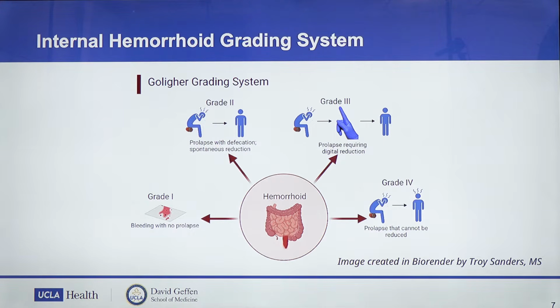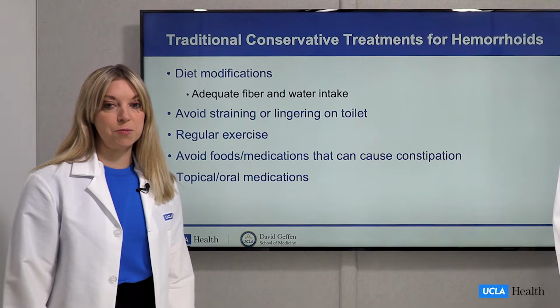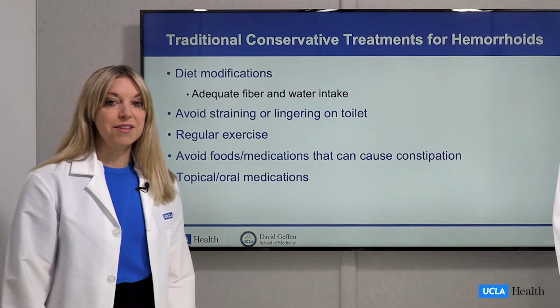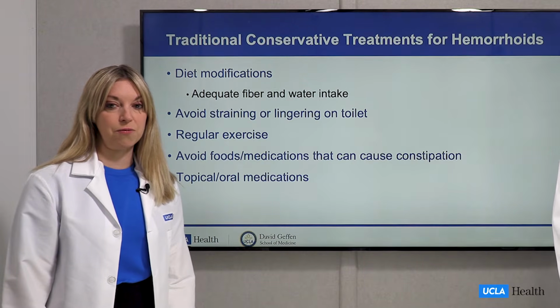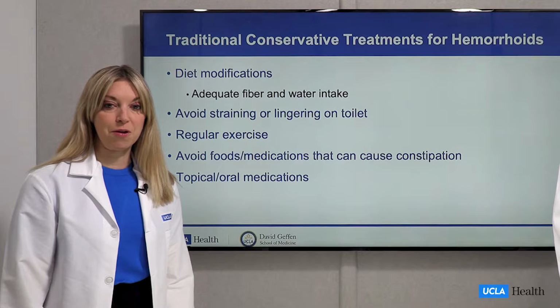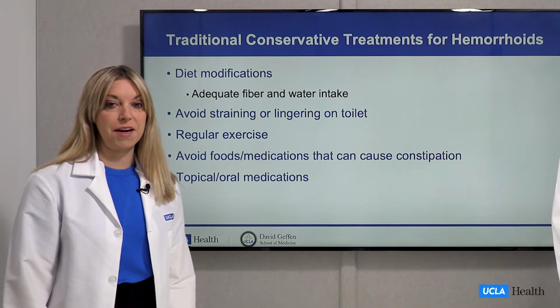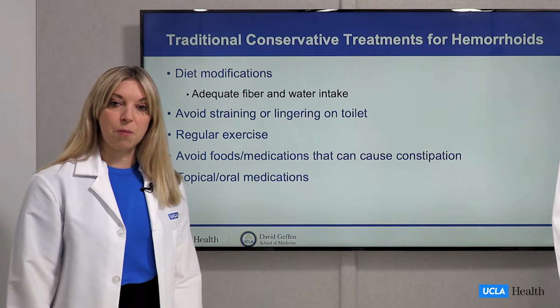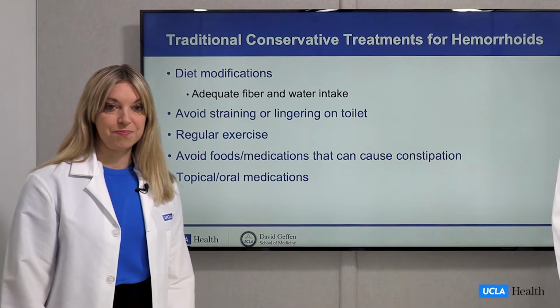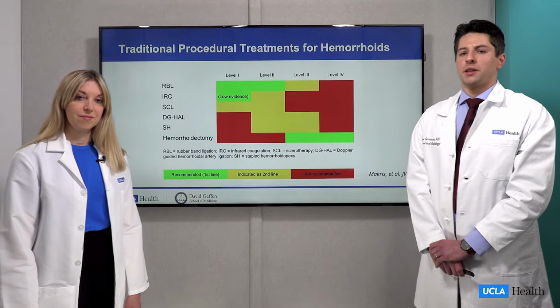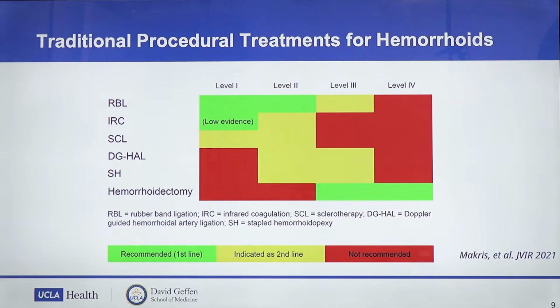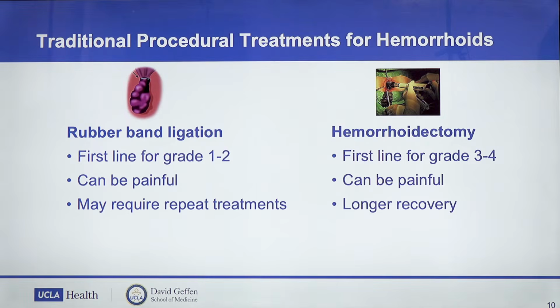For nearly all patients, conservative management is the first step in treating hemorrhoids. This includes diet modification to achieve adequate fiber and water intake, improving bowel habits, regular exercise, and avoiding medications that can cause constipation. Topical and oral medications can also be used. For patients who fail conservative treatment, we then consider procedural options. These are characterized here by hemorrhoid grade and are all transanal. However, the traditional first-line treatments for hemorrhoids are typically either rubber band ligation performed in the office or hemorrhoidectomy surgery.